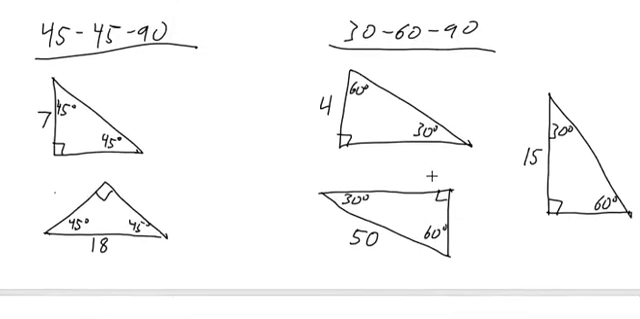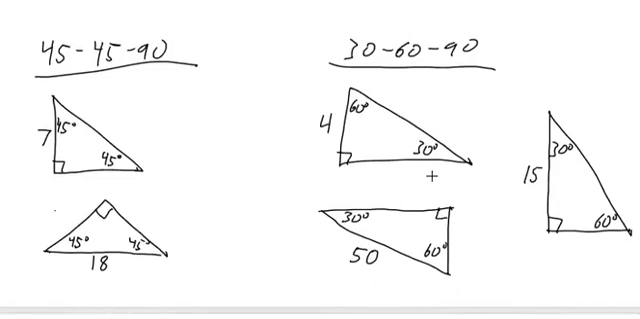So let's try a few of these examples here. On this 45-45-90 triangle, they tell us one of the legs. The other leg must be the same length. The idea there is if two angles are the same, the two sides must be the same also. And then the hypotenuse across from the right angle, that's going to be the length of one of the legs multiplied by the square root of 2.